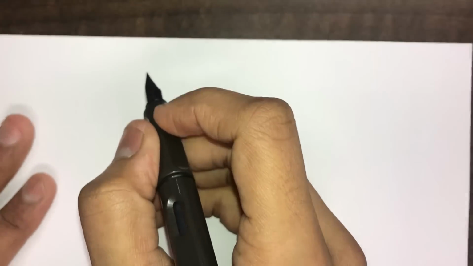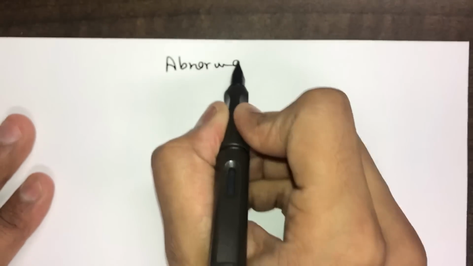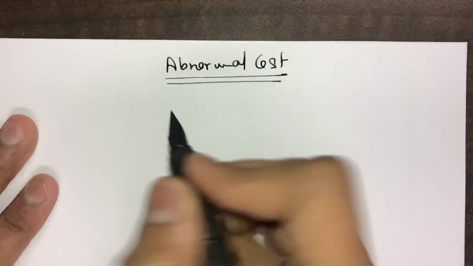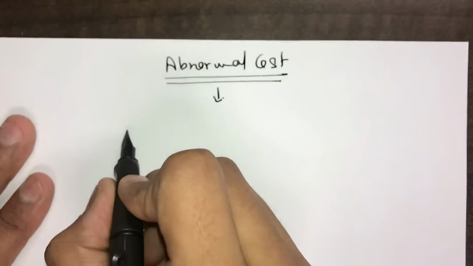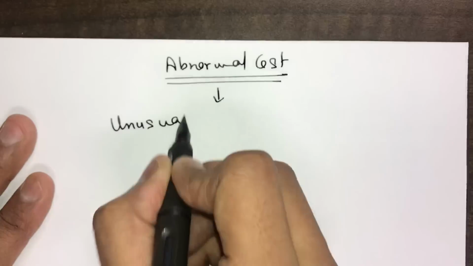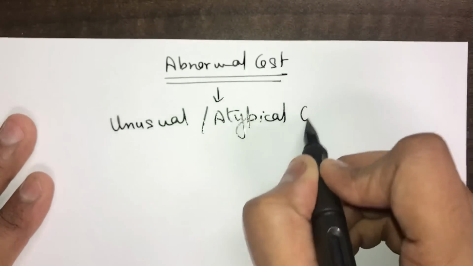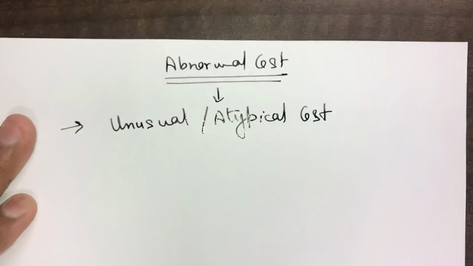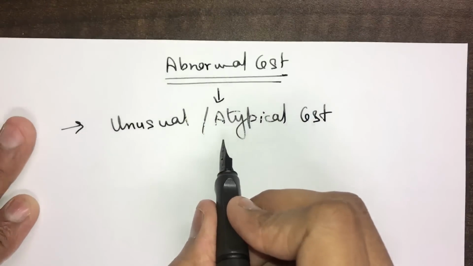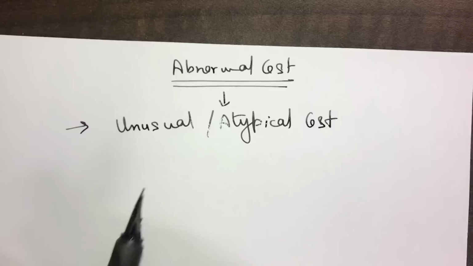Let us see what are the constituents of abnormal cost. So what is abnormal cost? Abnormal cost is nothing but an unusual or atypical cost. So the definition of abnormal cost is that it is unusual or atypical cost. This is the definition of abnormal cost.